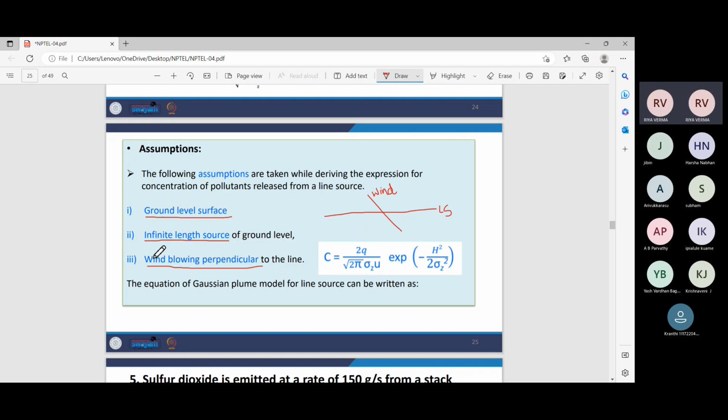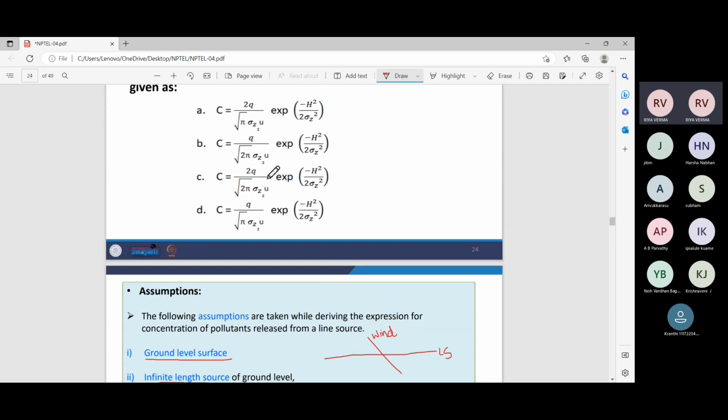It is moving perpendicular. So the equation of the Gaussian plume model for line source can be written as C is equal to 2Q divided by root 2 pi sigma z U, times e raised to the power minus h square by 2 sigma z square. Here Q is the emission rate from the line source, and sigma z is your dispersion coefficient. I think this is the correct answer.